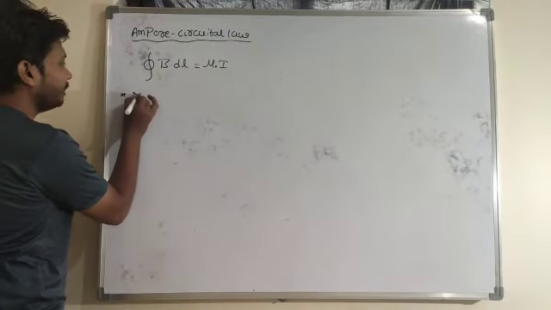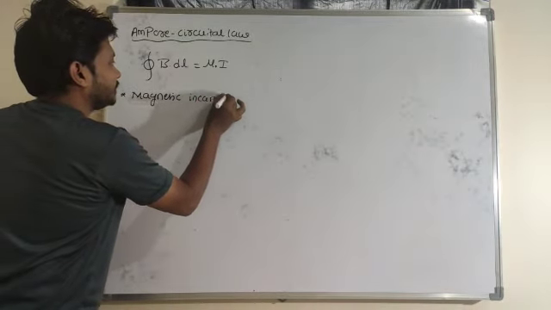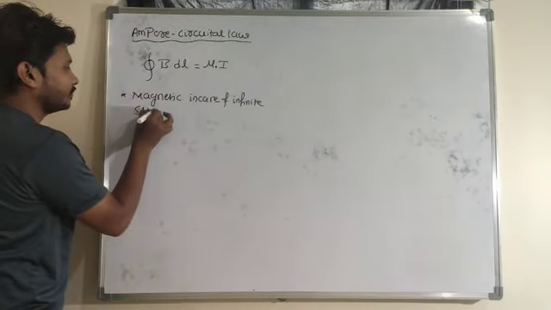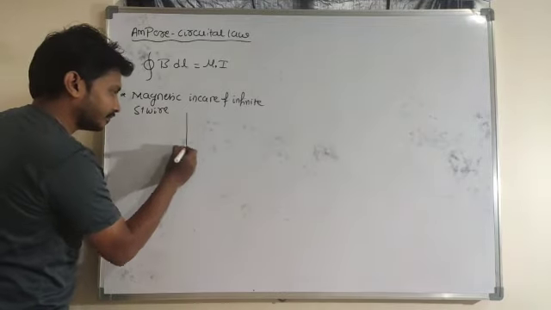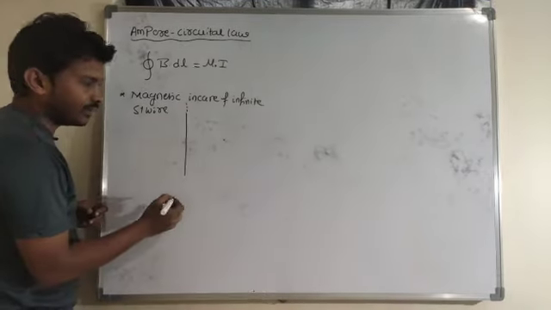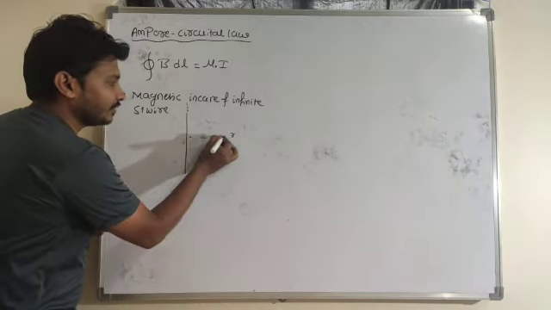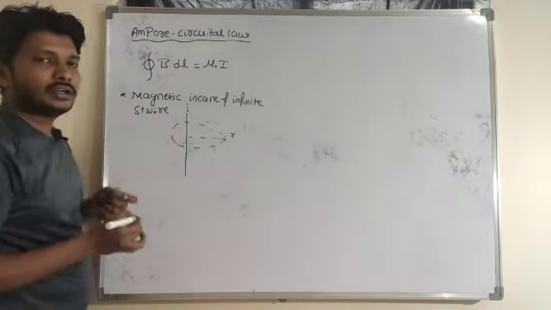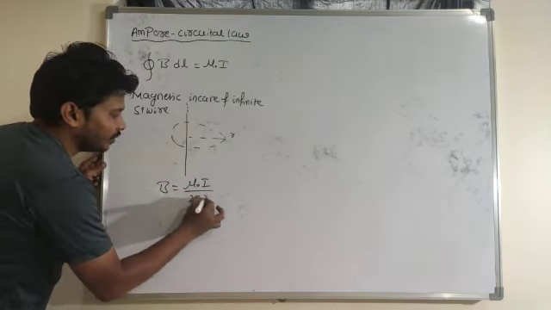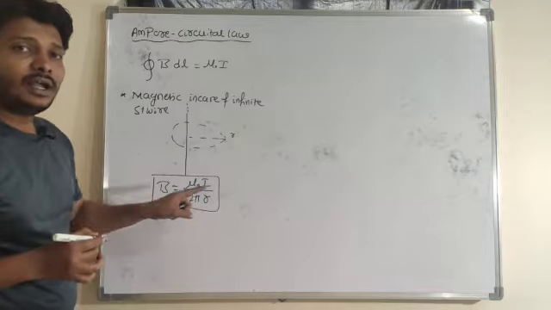Magnetic field in the case of an infinite straight wire. For example, this is one infinite straight wire. Let r be the position of the point of observation. At this position, what will be the magnetic field value I need to find out. So B is equal to mu naught into I divided by 2 pi r. This is the mathematical expression here.